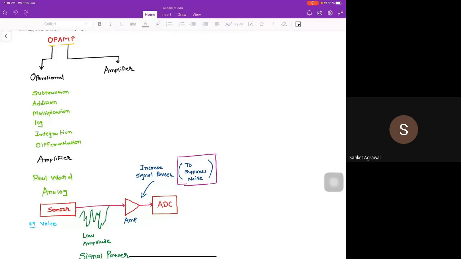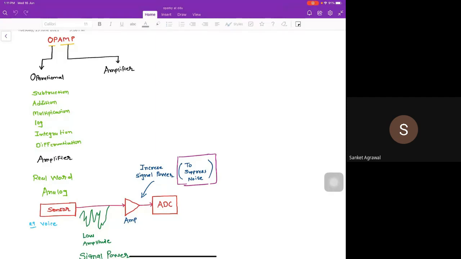Let's say my speech. My voice signal is a random signal, and it has to be amplified. Why does it have to be amplified? Because I have to suppress the noise of the same level. Suppose my speech has a very low amplitude, and the noise coming from the surroundings is also of the same amplitude. Then my signal power should be higher than the noise power. Then I can process my signal and suppress my noise. That's why I require the amplifier after the sensor.